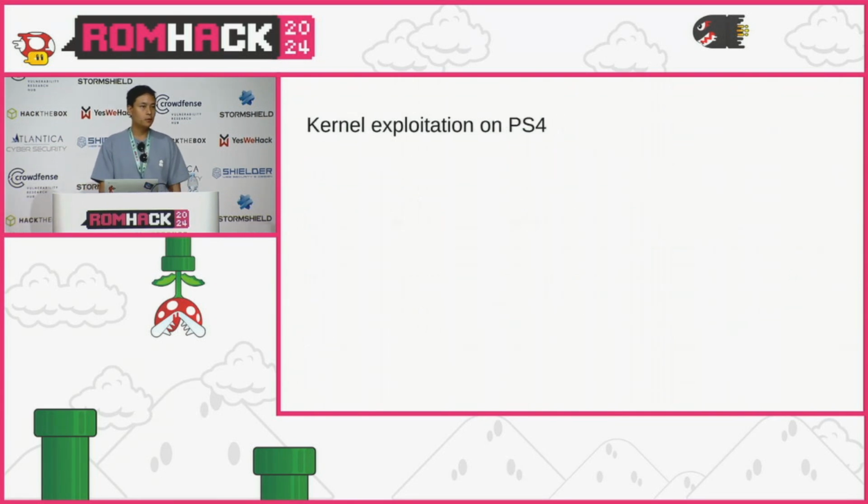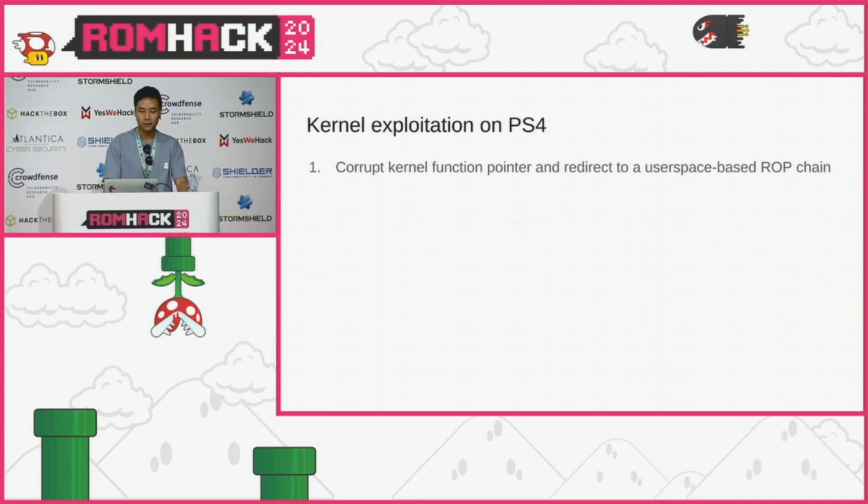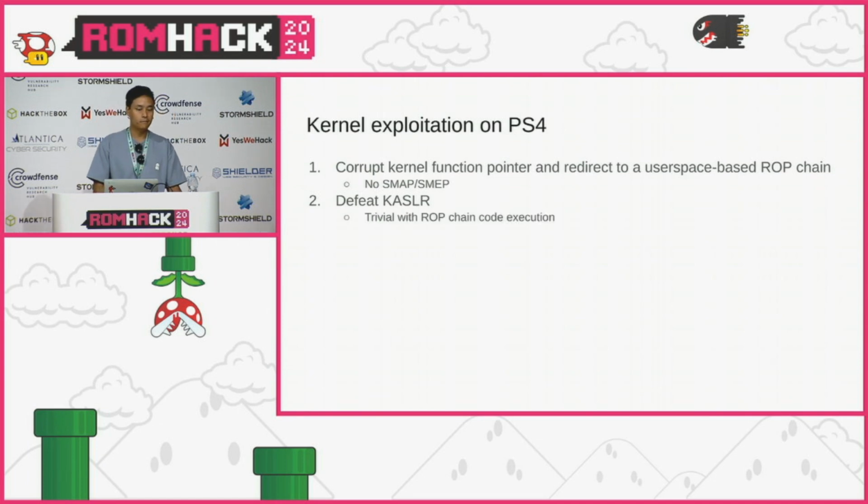So all the kernel exploits on the PS4 more or less follow the same procedure. First, they corrupt a kernel function pointer to redirect to a ROP chain that is based in user space, which is possible because, as mentioned earlier, there's no SMEP and SMAP. And then they defeat KASLR. Nowadays, it's usually the other way around, where you need to defeat KASLR first, and then you get RIP control. But here, you get RIP control, and then you defeat KASLR, which is quite trivial, because there are still some registers that point to some data segments or text segments. So you can just dynamically resolve the kernel base address.